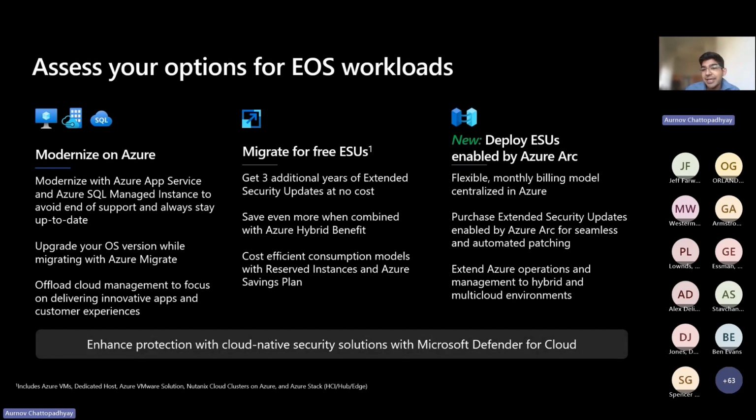But let's say you can't go to Azure, you can't move quite yet, or you're going to take some time to migrate to Azure, but at the same time, you want to get those critical security patches for your end of support server, right? You still want to continue getting those critical patches from a compliance and security perspective. Well, a new option now is deploying extended security updates through Azure Arc. And the benefit of this is it's flexible monthly billing that's centralized in Azure. It gives you the ability to purchase these ESUs directly, point and click to enroll from Azure, and it extends across your hybrid and multi-cloud environments.